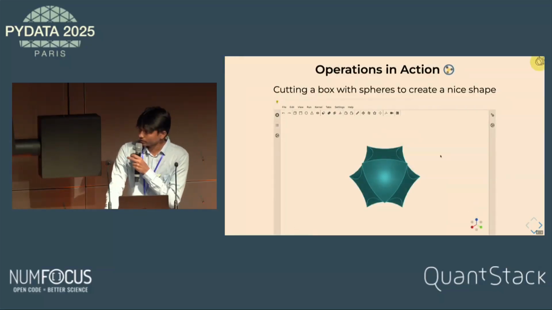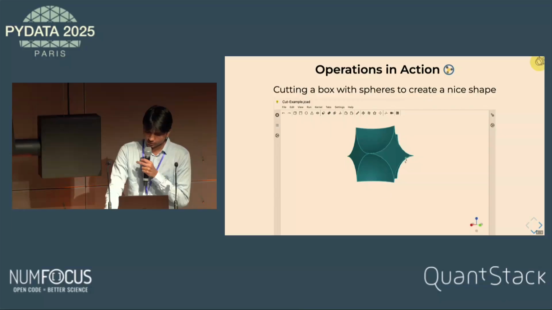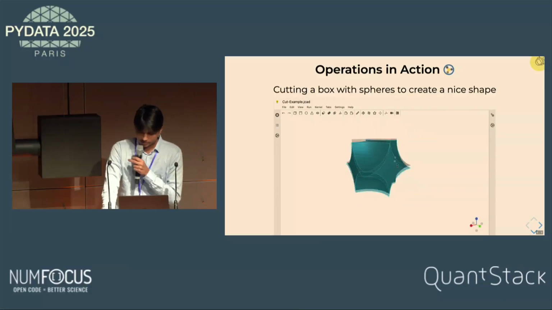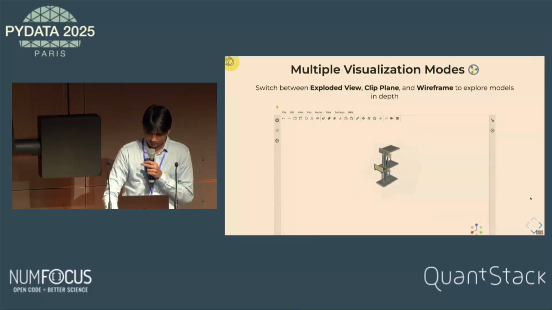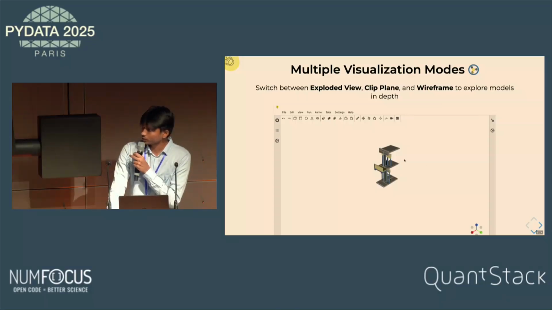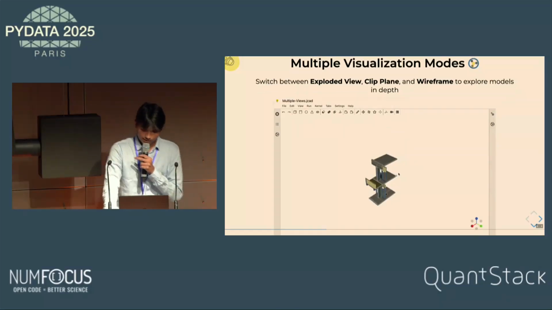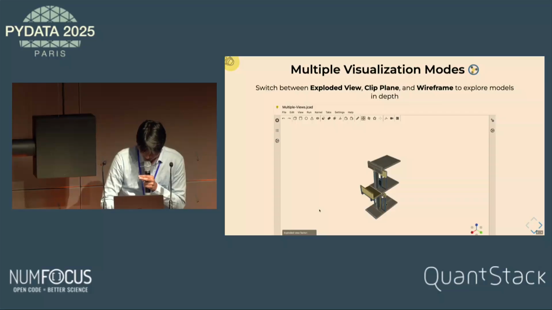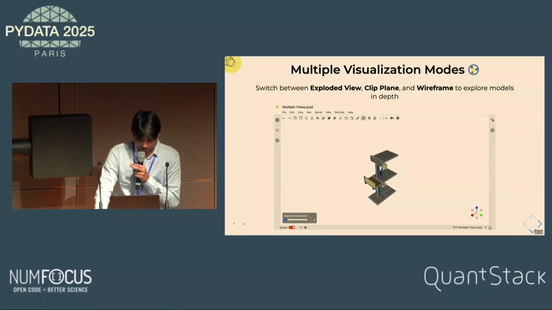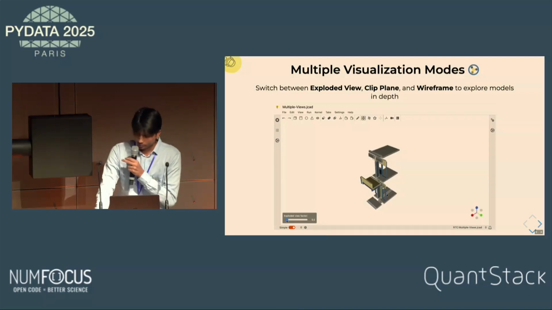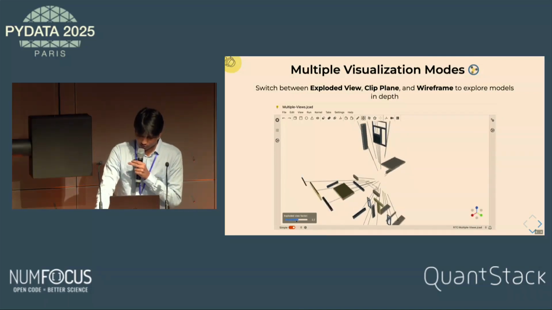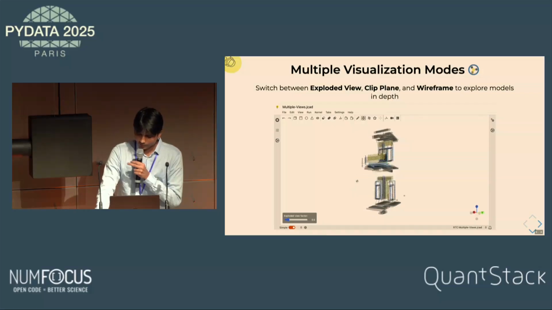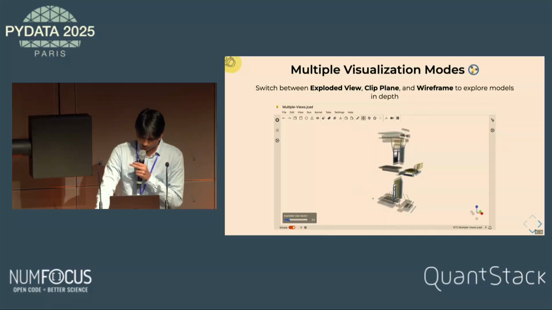You can create a lot of shapes using these operations. This is a nice example. And we also have so many views in JupyterCAD. So we first have this exploded view, which comes with a slider. So you have this slider to change the exploding factor. You can move the slider to see every part of the object that you are working with.